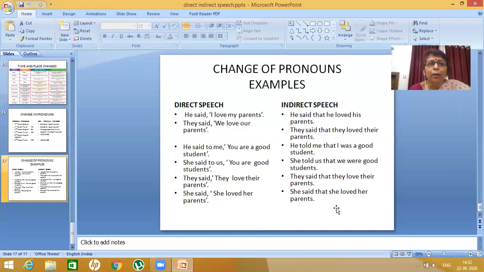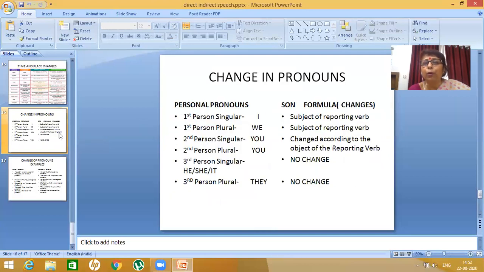So this SON formula, children, I hope it will simplify things for you. You just have to remember SON, S-O-N, and you have to remember that S stands for subject, O stands for object, and N stands for no change. So when it is in the first person, it changes according to the subject of the reporting verb. Here the change in the reported speech will be made according to the subject of the reporting verb.